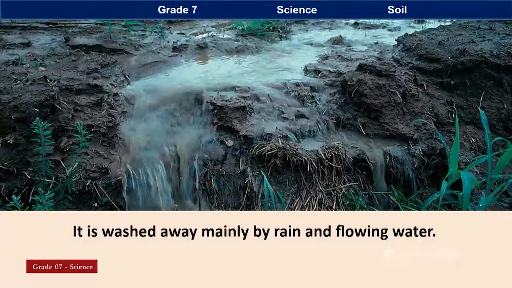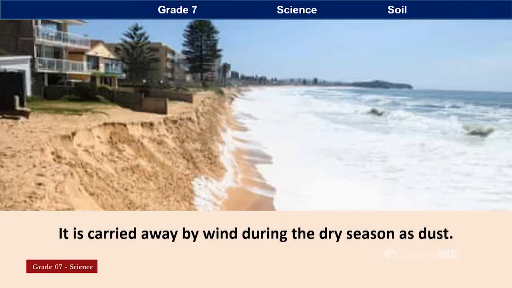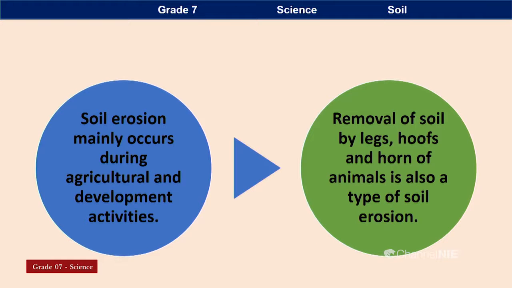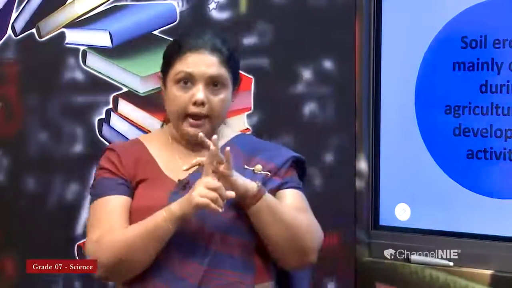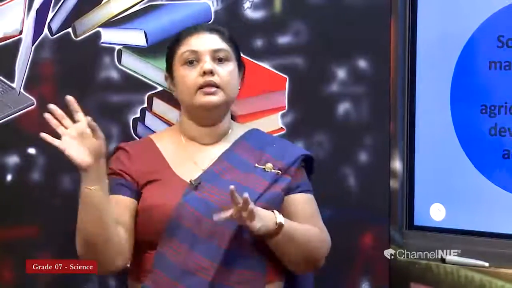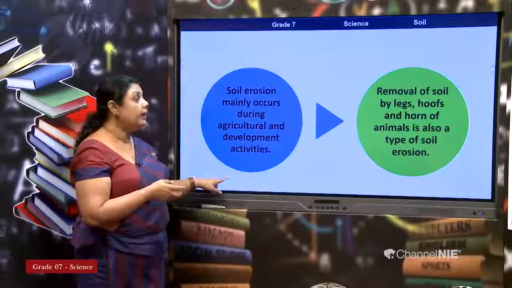When soil erosion takes place in different ways, you can see that water takes the topsoil, then wind takes the topsoil in the dry season. At the same time, you can see that water has taken part of the sea. Animals can even do that. Removal of soil by legs and hooves of animals, different ways animals are involved in soil erosion. So, soil erosion is mainly by water, wind and animals. If the topmost soil is removed, that is called soil erosion. Then soil becomes infertile.